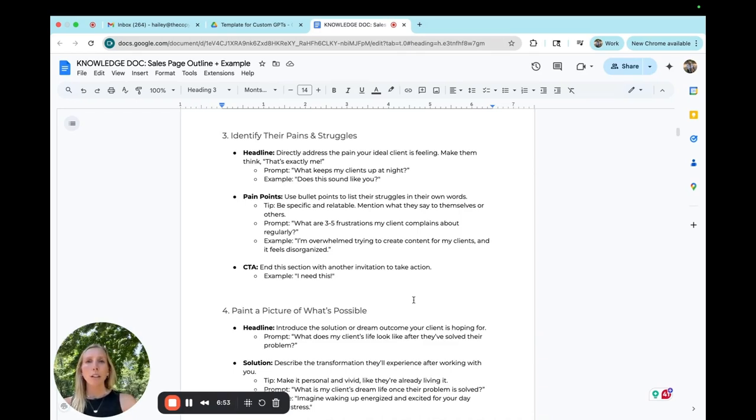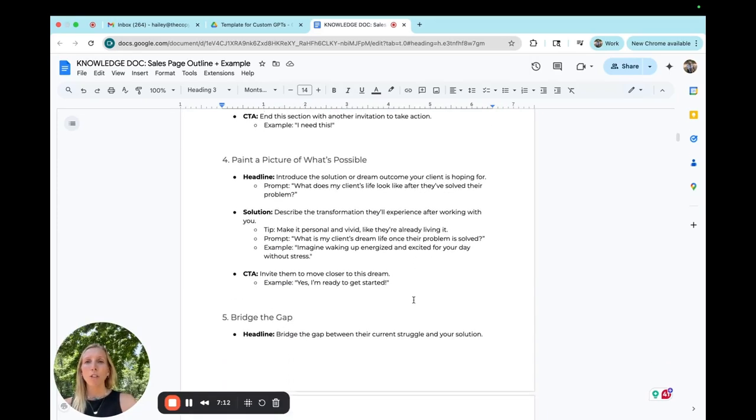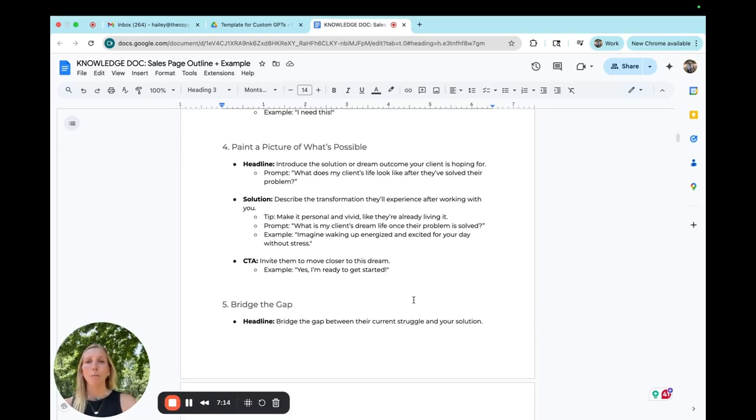So I typically put anywhere from 5 to 7 of those frustrations, those problems, those issues that they're dealing with. And then we say, it doesn't have to be this way, or you're not the only one. We don't want to paint shame. We want to have empathy. And then we move them into that next section, which is we're painting a picture of what's possible in the future after they work with you.